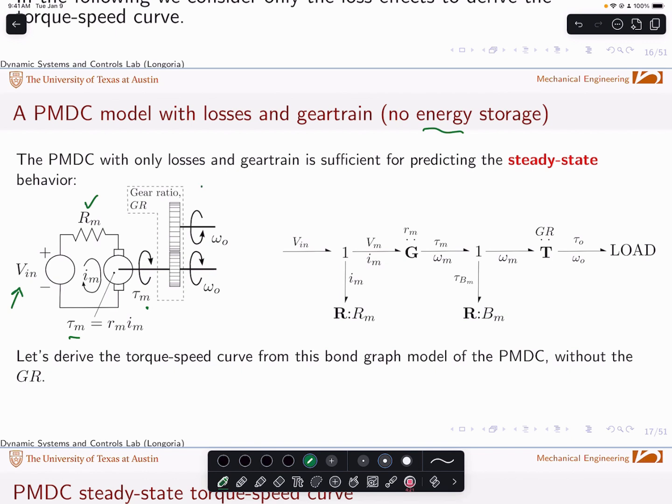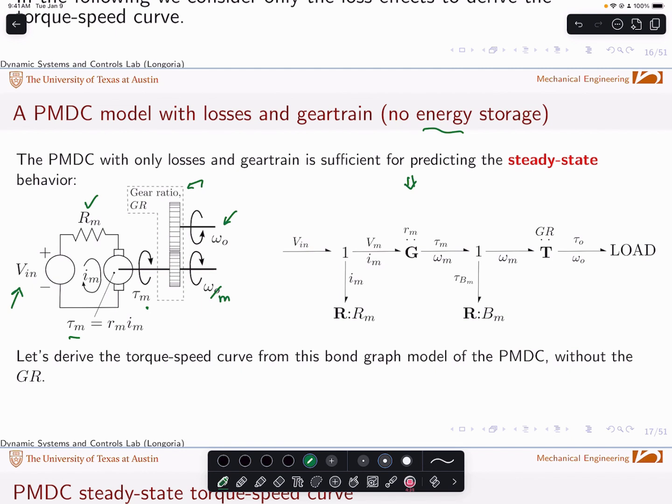Torque, I'm including a gear ratio here. Some of these motors are going to have that. Little typo here. This should be omega sub m. This is the output of that gear ratio. And here's a bond graph. All right, let's use that bond graph to derive the torque speed curve.